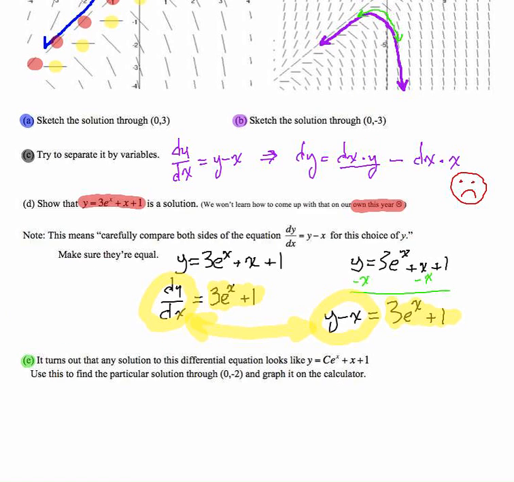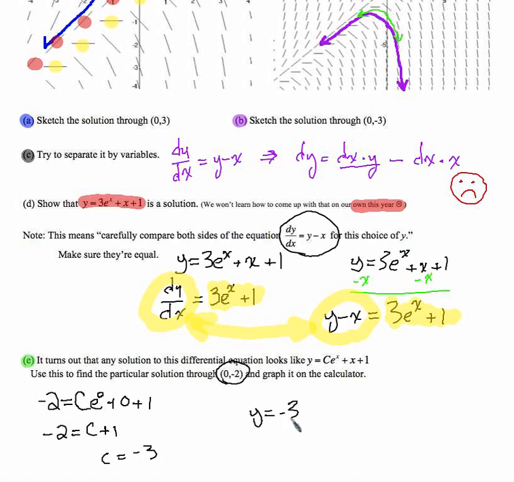And if you were to do this, you simply take this point here and plug it in for the y and for the x, and that's going to give us -2 is equal to c times e^0 plus 0 plus 1, which gives us -2 is equal to c plus 1, or c is equal to -3, which then gives us the parent equation that has the differential of y minus x that goes through the point 0, -2. That parent equation is -3e^x + 1. And then if you take this equation and graph it on your calculator, you would find this little green function that I gave you up there.